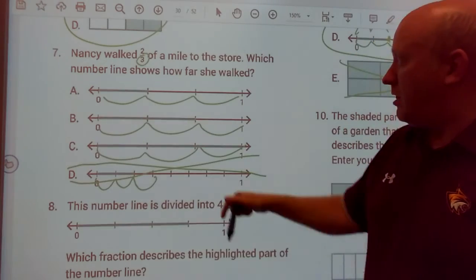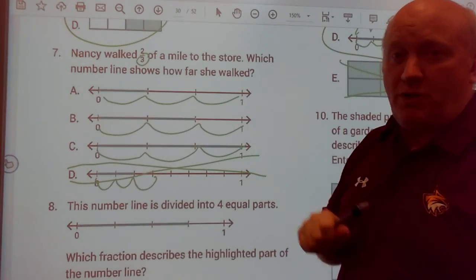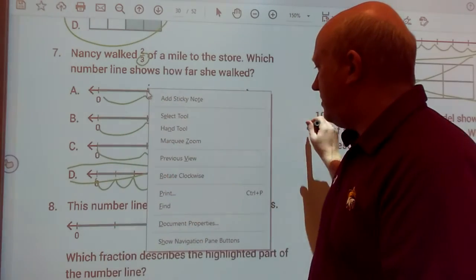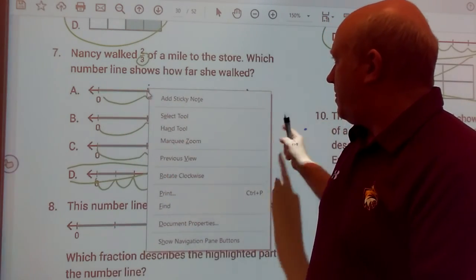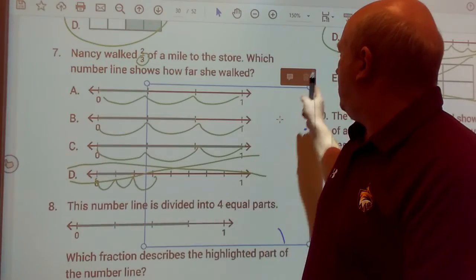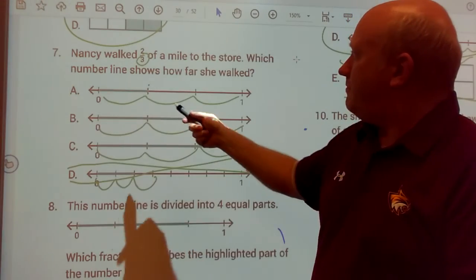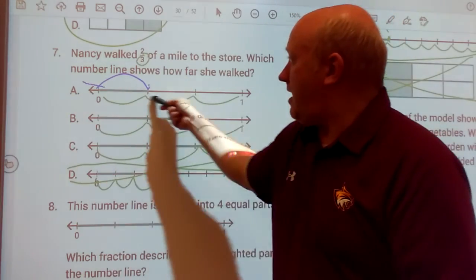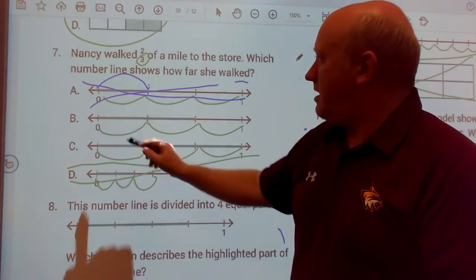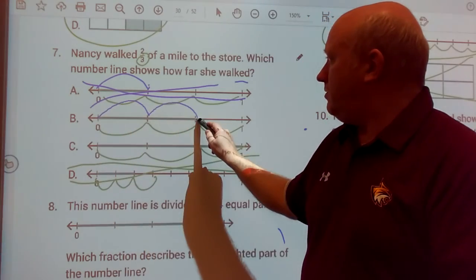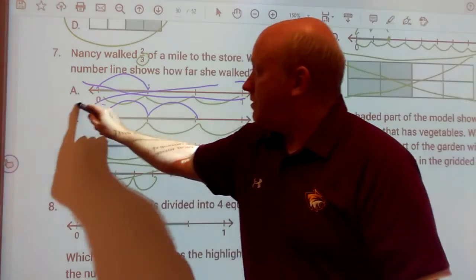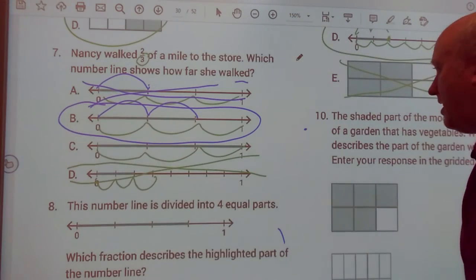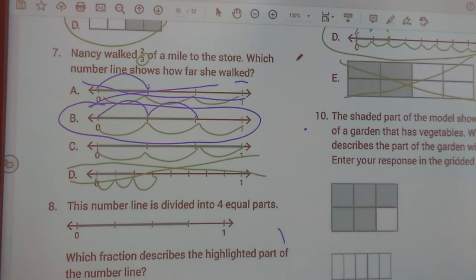Now, she walked 2/3 of the mile, okay? Is that a 1? Nope, so it can't be A. Okay. 1, 2. 2. So B is your answer. Okay. Now let's go on to number 8.